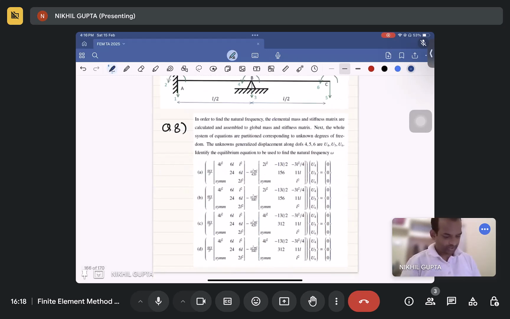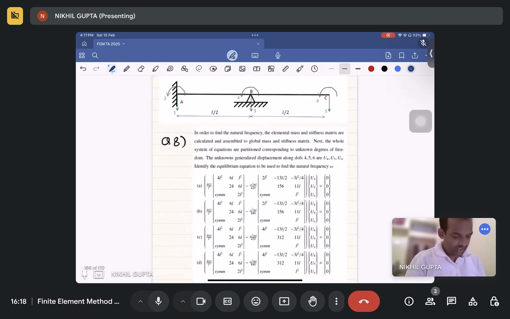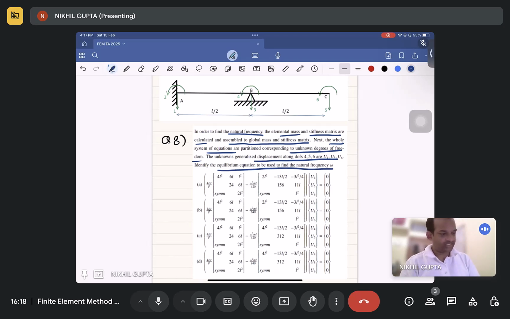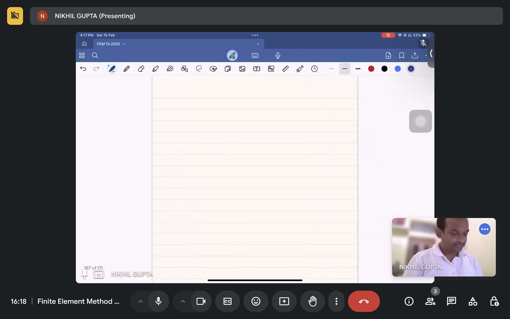Okay, and the question says, in order to find the natural frequency, the elemental mass and stiffness matrices are calculated and assembled to global mass and stiffness matrices. Oh, so it's giving you the hint how to solve it. Next, the whole system of equations is partitioned corresponding to unknown degrees of freedom and unknown generalized degrees of freedom. This identifies the equilibrium equation to use. Okay, so let's start solving this.